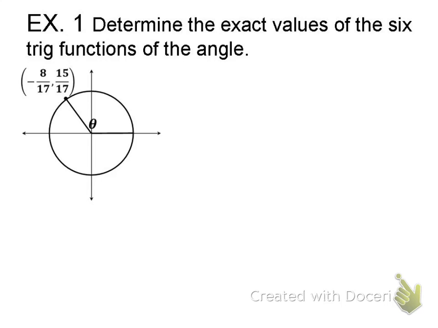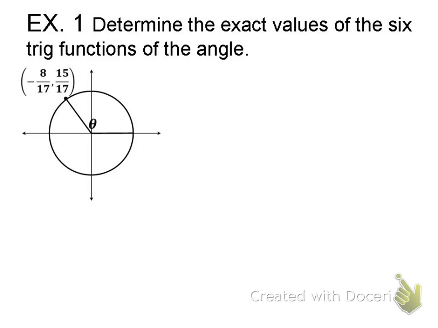These are the examples for section 4.2 on the unit circle. So we're going to be using those trig ratios and information from the unit circle to answer these questions. So example 1 says to determine the exact values of the 6 trig functions of the angle.